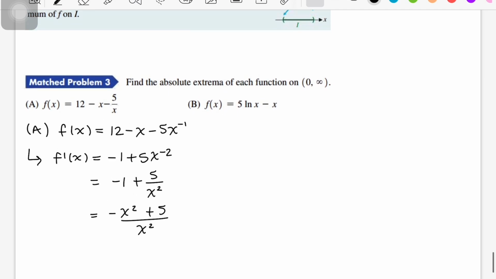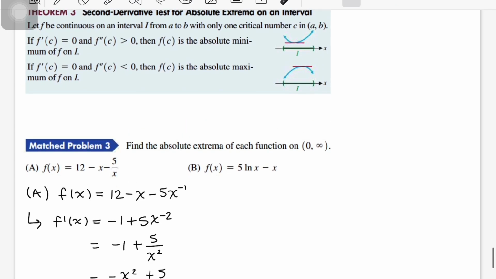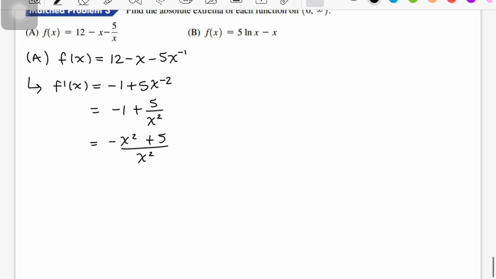All right, so we want to find the critical number that'll make our derivative equal to 0. And we know that the only way that this guy will be equal to 0 is if we have 0 on the top here, because 0 divided by anything is going to be 0. So we want to figure out when our numerator is equal to 0. And we see that this will happen when x is equal to plus or minus square root of 5.